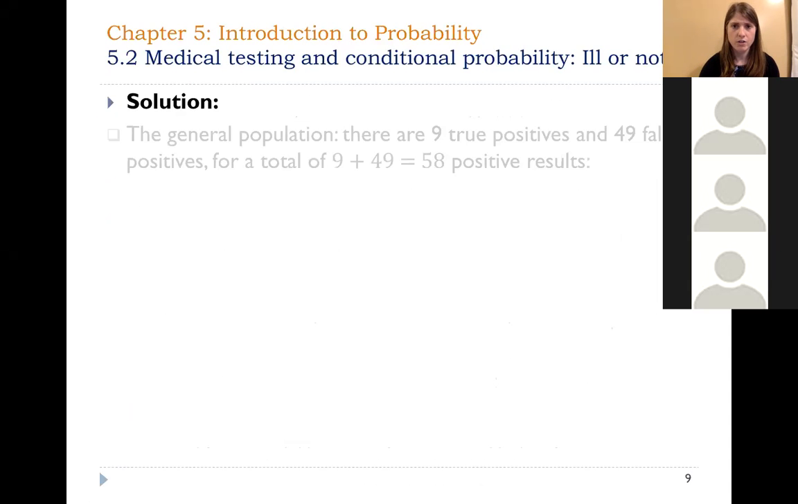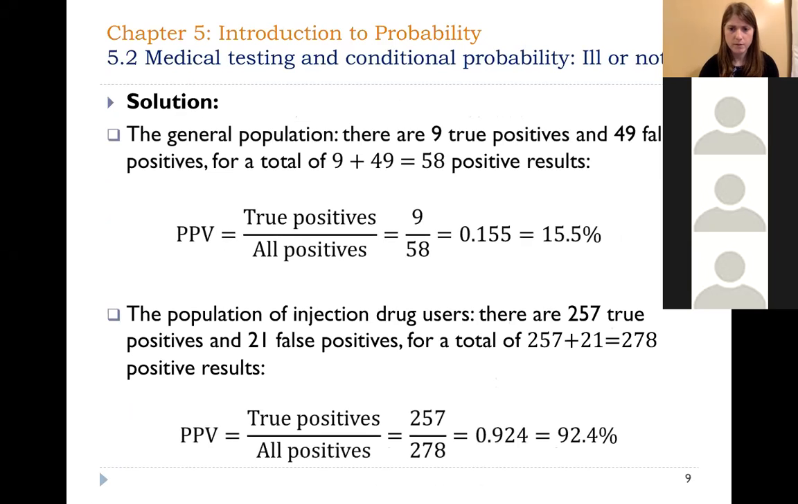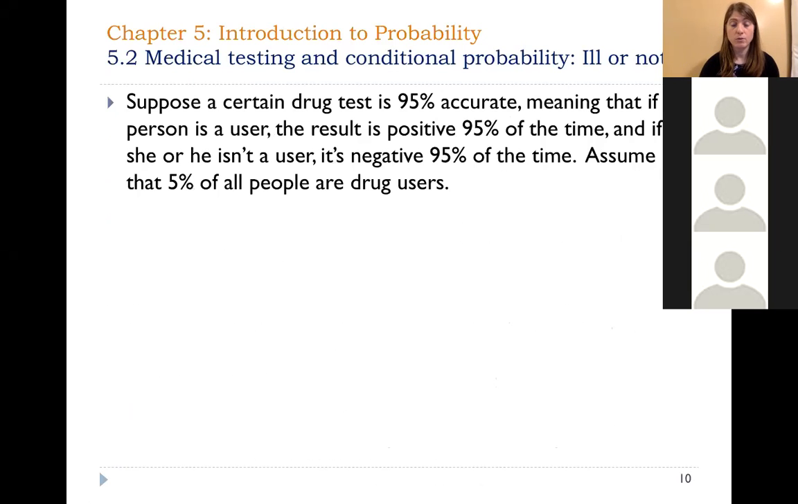So we actually finished the NPVs, and here were the PPVs. Let's take a look at a new setup. Suppose that a certain drug test is 95% accurate, meaning that if a person is a user, the result is positive 95% of the time. And if he isn't a user, it's negative 95% of the time. Assume that 5% of all people are drug users for this particular drug. So I want you to read that back to yourself, and then we're going to break this one down.